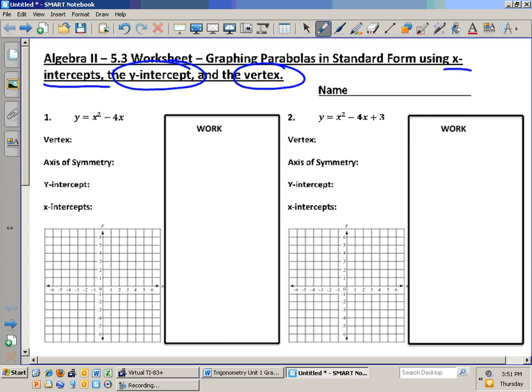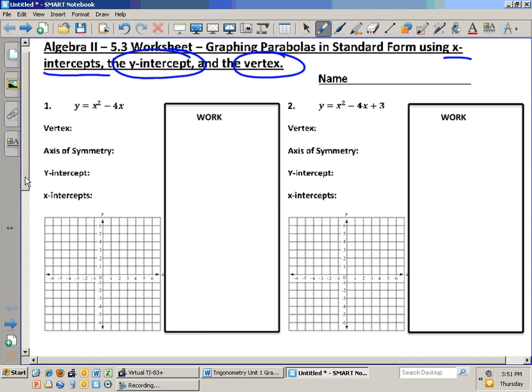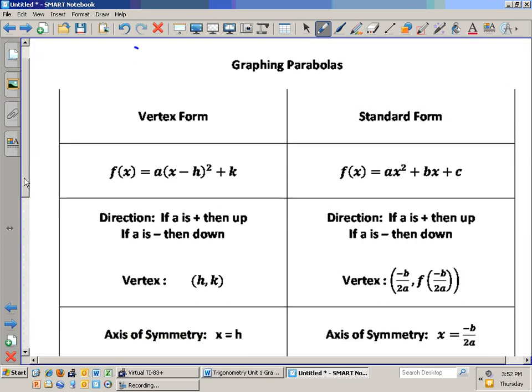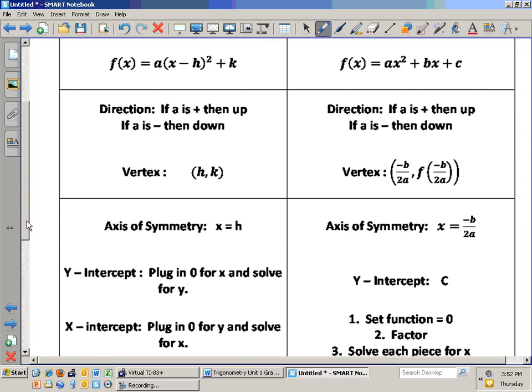So, if we look at this first equation, y equals x squared minus 4x, what we'd like to do is find the vertex, the axis of symmetry, the y-intercept, and the x-intercepts. Vertex and x-intercepts, you guys remember, are kind of the harder pieces. Now, I have another sheet here with me, this sheet talking about graphing parabolas. If you remember this, this tells us how to find the vertex. It also tells us the axis of symmetry. It also tells us the y-intercept. Those are all pieces I'm going to use as I graph these.